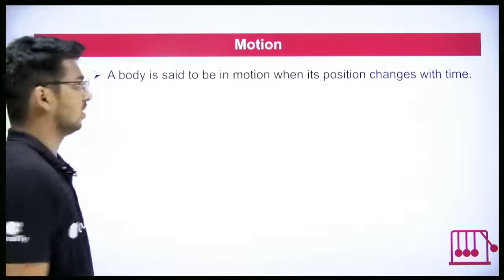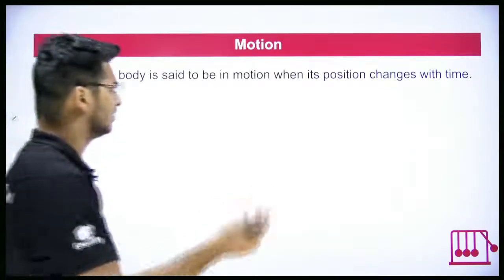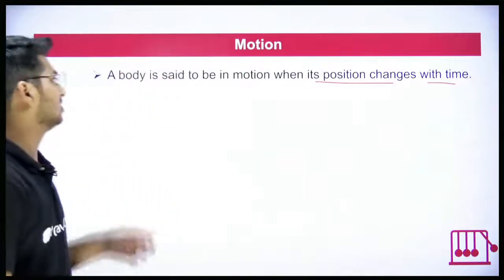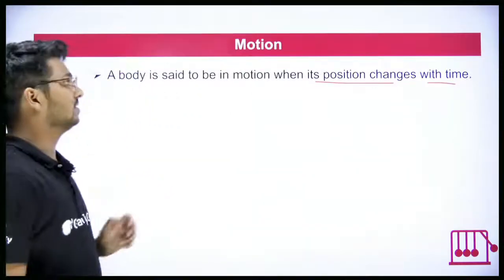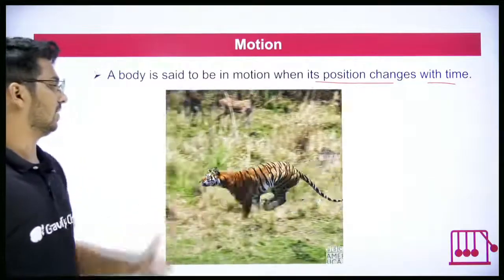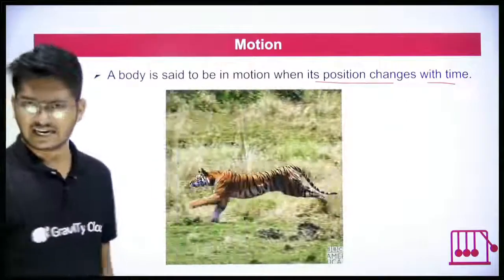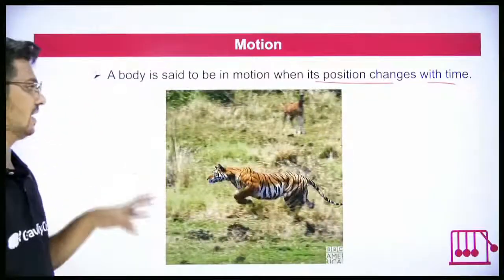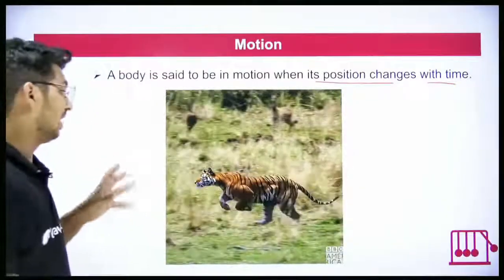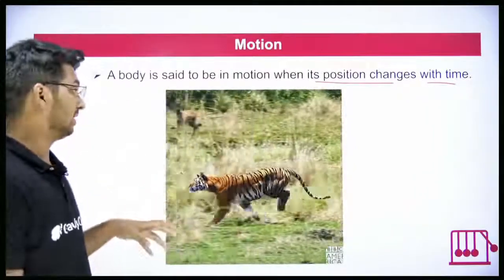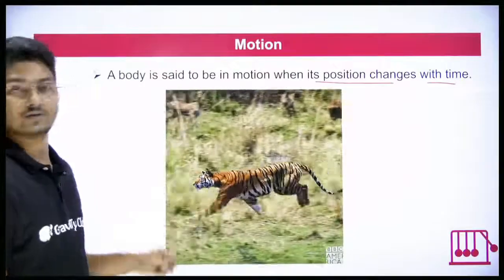So what does motion mean then? It's very simple. Its position changes with time. So whenever a body's position changes with time, we say that object is in motion. For example, you can see a tiger running, and the position of the tiger is changing in the animation. The tiger is in motion.